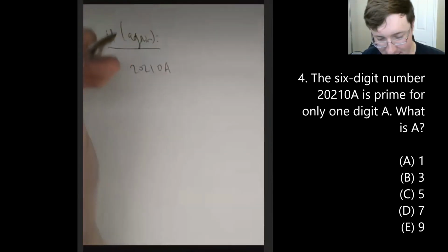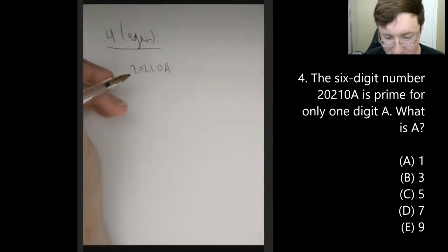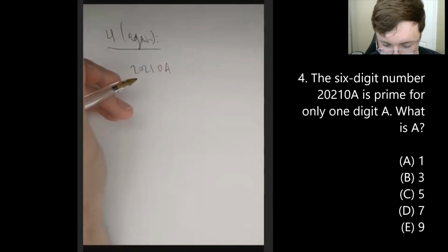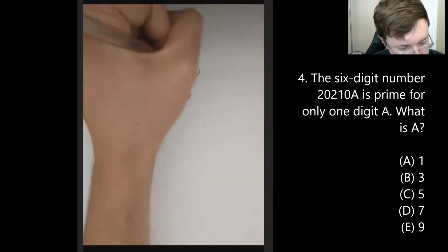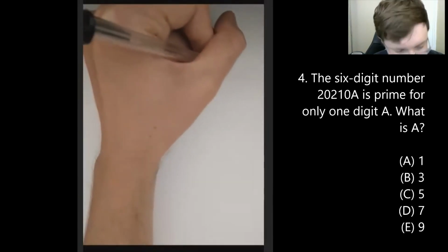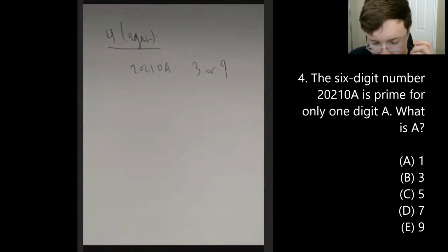And I think I narrowed it down to 3 or 9. It couldn't be 1 mod 7 because then we get something 3 or 9. Yeah. If it was 1 mod 7, then the sum would be divisible by 3. And it can't be 5 because then it would be a multiple of 5. So it's 3 or 9.